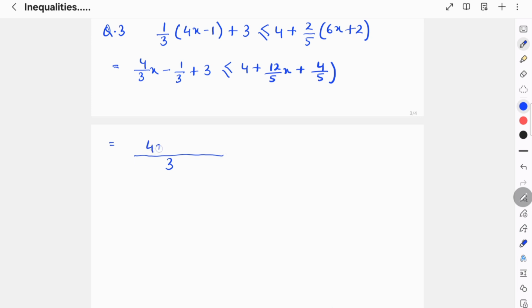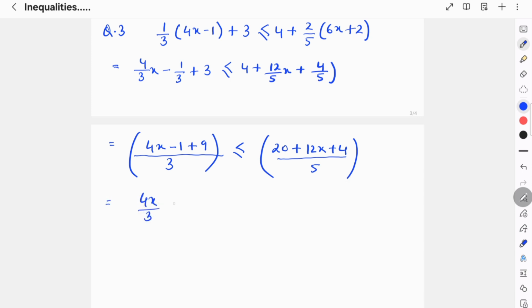Now taking the LCM, we get 4x minus 1 plus 9. This side we take the LCM as 5 and we get 20 plus 12x plus 4. So this becomes 4x by 3 plus 8 by 3, and the right hand side becomes 12x by 5 and 24 by 5.